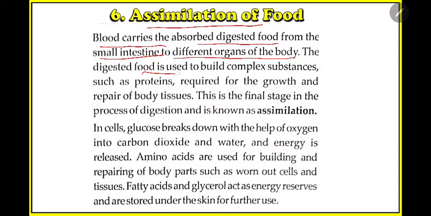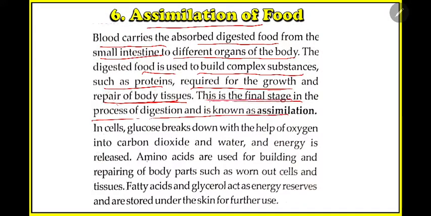The digested food is used to build complex substances such as proteins required for growth and repair of body tissue. So where will this food be used? It will be used in the building of proteins, which we need for our growth and repair of body tissue. This is the final stage of the process of digestion and is known as assimilation. Assimilation means nothing but the distribution of food into different parts.